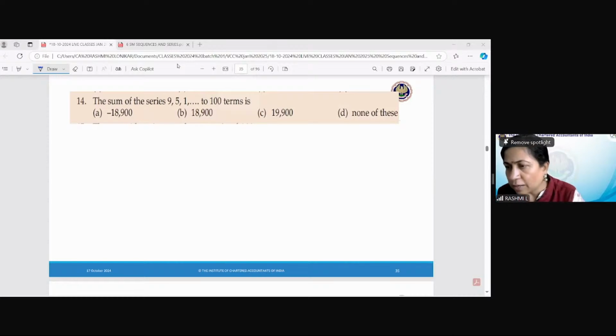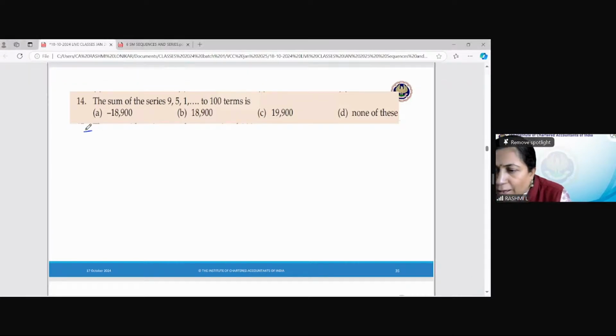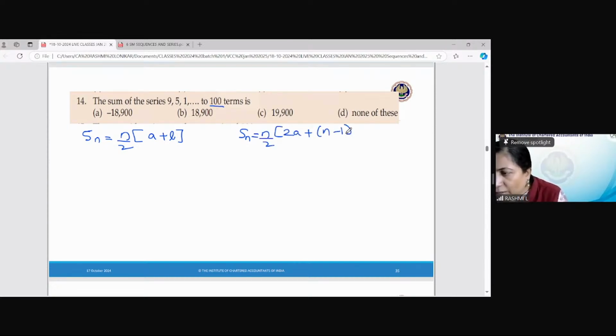The sum of the series 9, 5, 1. Okay. So now what do I have? Do I have the value of... I have two formulas for the sum. One is n by 2, a plus l. Okay. So it requires first term and last term. Do I have the last term? No. They are saying up to 100 terms. Okay. So either I calculate the 100th term and then I find this thing, or the second formula is Sn is equal to n by 2 into 2a plus n minus 1 into d.